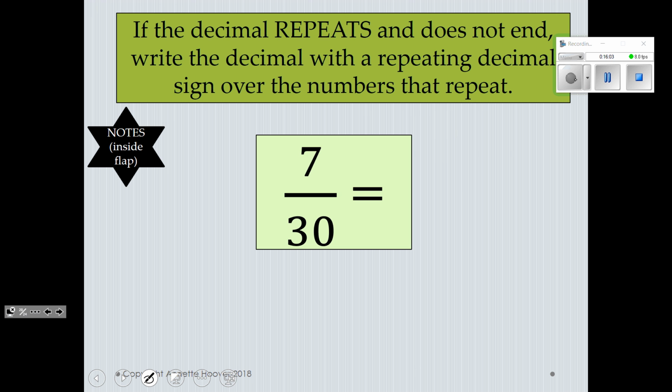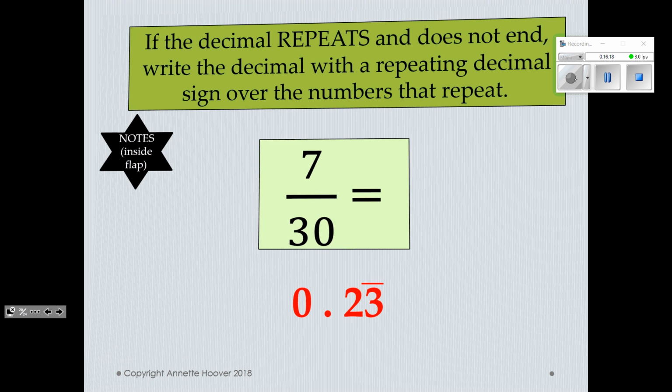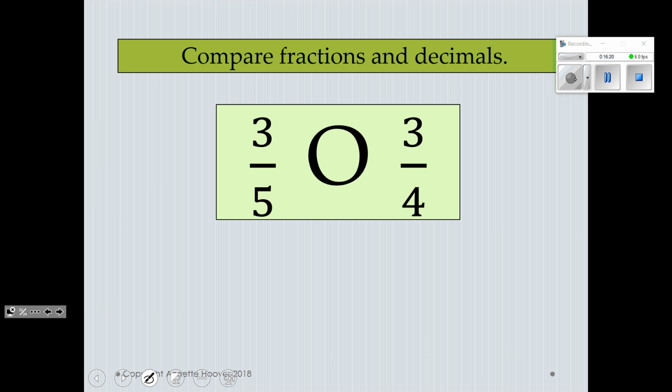7/30ths, if you were to do that with your calculator and do the division, you would see that it says 0.2 with a repeating 3. So how do we write that? We're going to write just 23 hundredths, but show that the 3 is going to continue to repeat. So you put the line only over the digits that repeat.